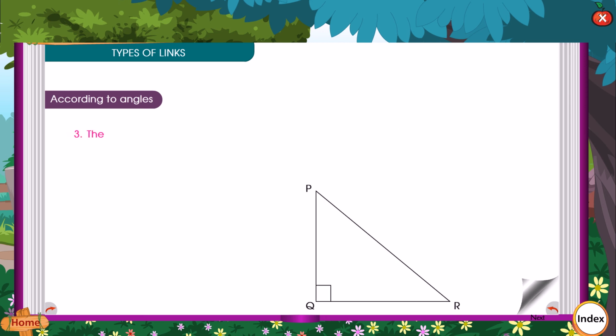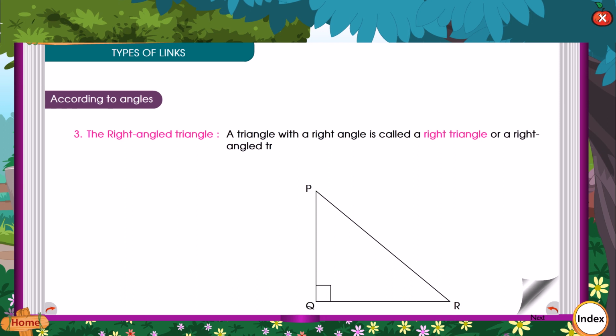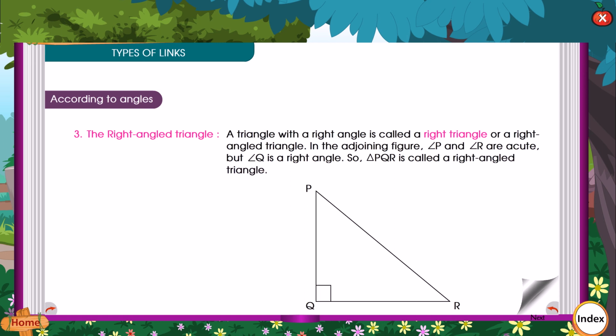3. The right angled triangle. A triangle with a right angle is called a right triangle or a right angled triangle. In the adjoining figure, angle P and angle R are acute, but angle Q is a right angle. So, triangle PQR is called a right angled triangle. It is also called a right triangle.